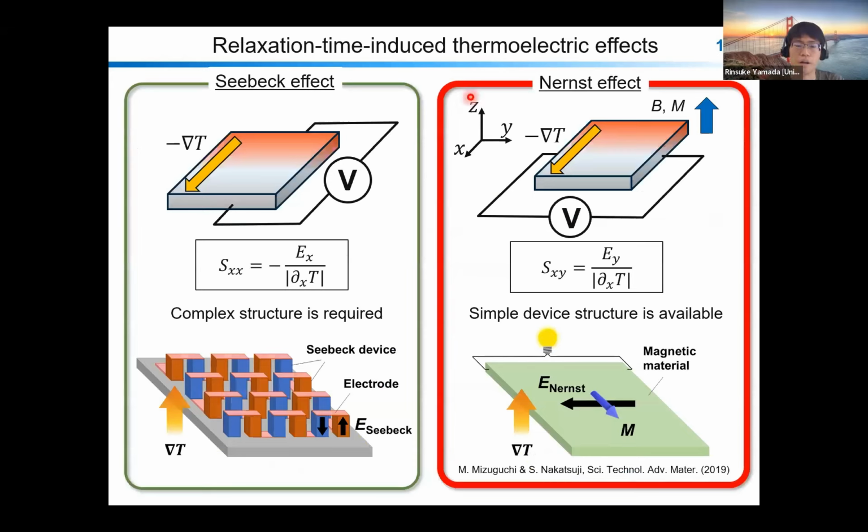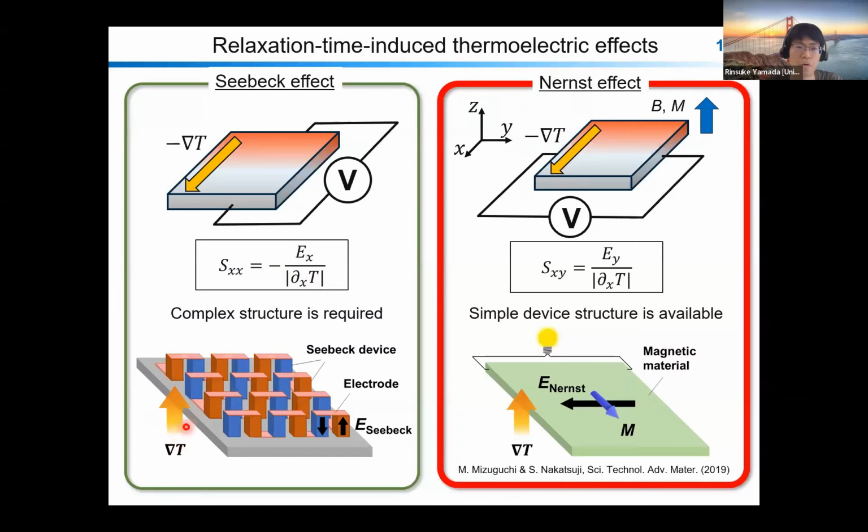The thermoelectric effects convert the temperature gradient into useful electricity. There are two types of thermoelectric effects. One is the Seebeck effect, the other is the Nernst effect. In the Seebeck effect, we can get the voltage parallel to the temperature gradient. On the other hand, we can obtain the voltage perpendicular to the temperature gradient if we utilize the Nernst effect.